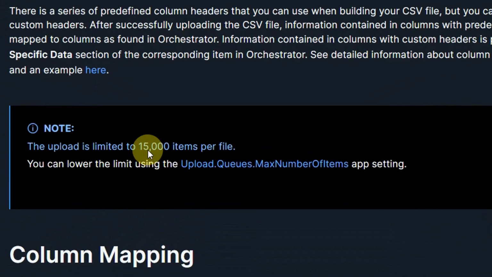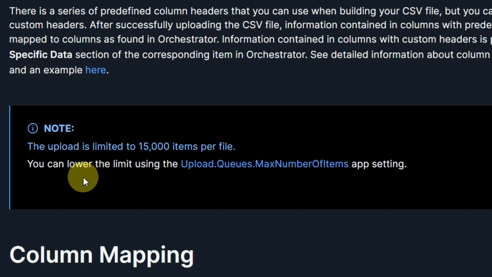The upload is limited to 15,000 items per file. It's not like I can add 20,000 or 30,000 at a time. Per file, we can only upload 15,000 items, right? So this is the thing, guys, you need to remember: 15,000 items we can upload by default. You can also lower this limit as well.